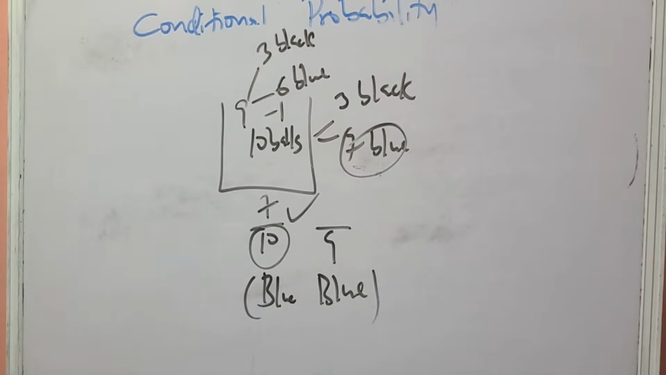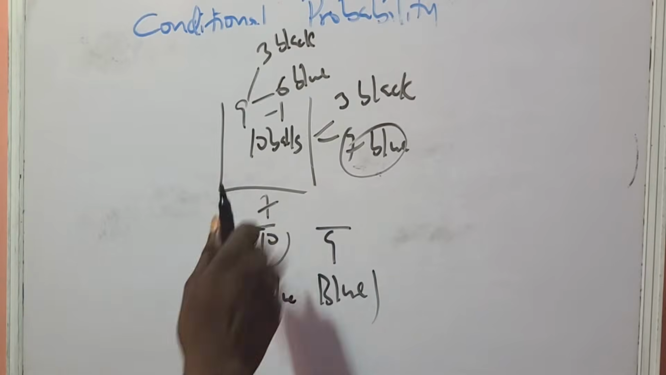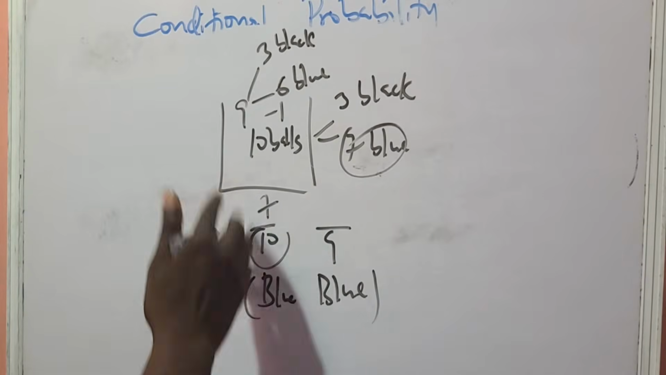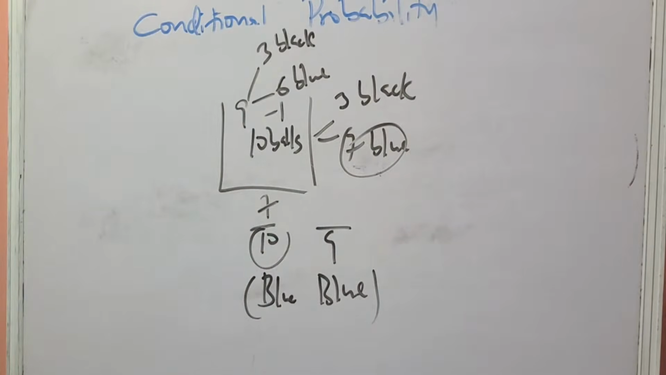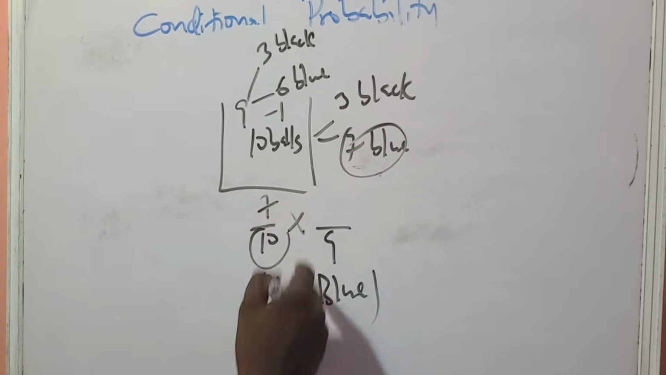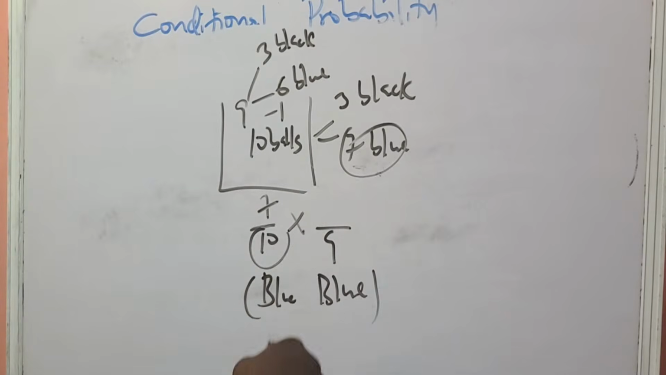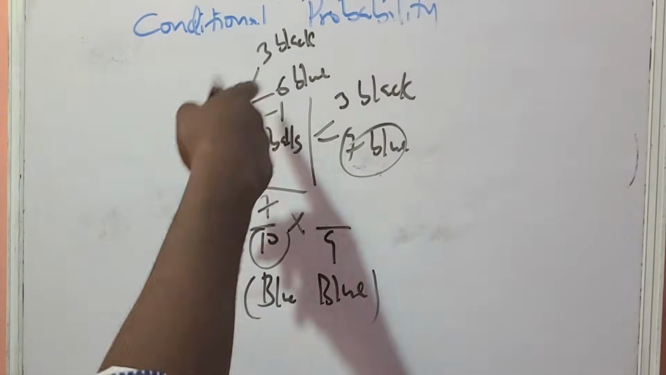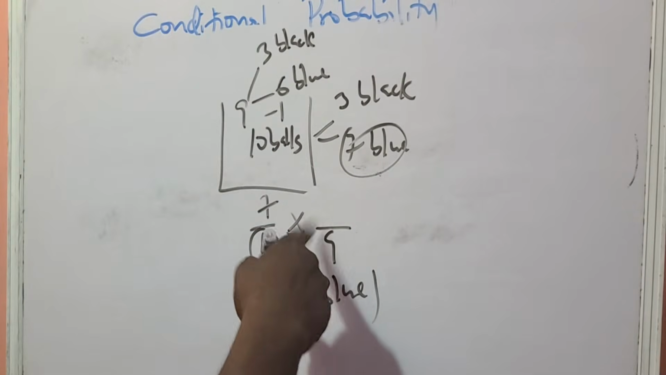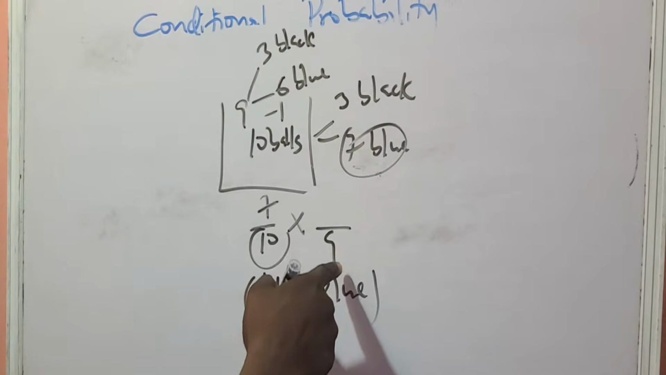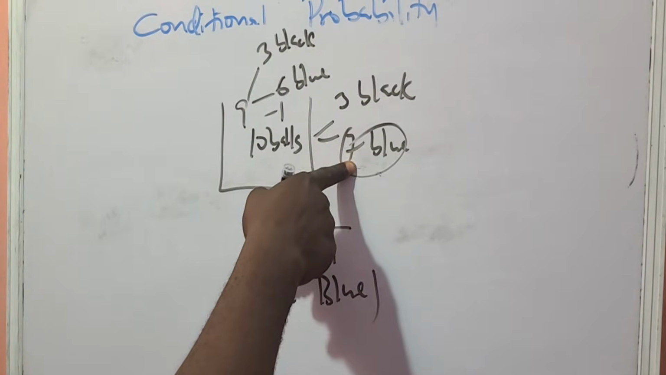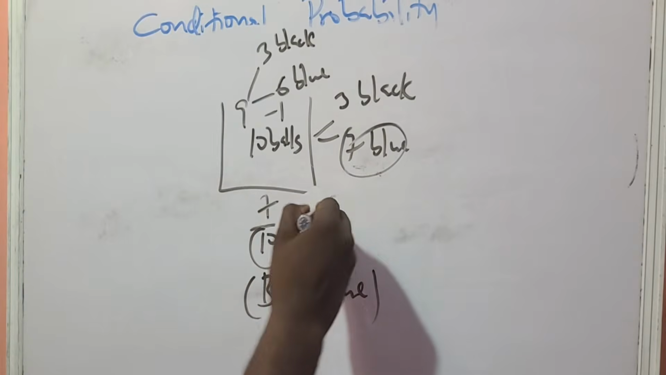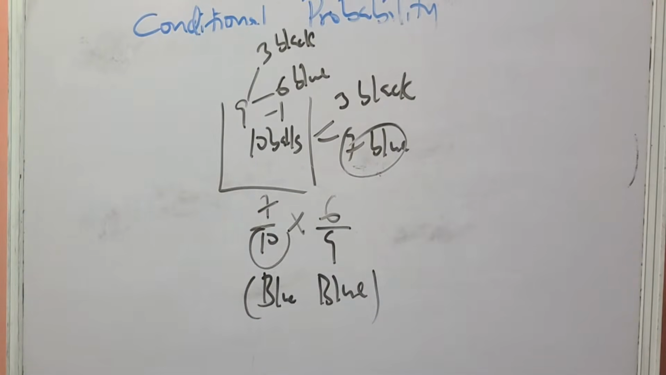Now, blue, blue will be 7 over 10 as the first blue, because in that case, you are not picking anything. 7 over 10, 7 blue over 10, the total number of possible outcomes of 10 balls. And now, for this second blue, if you were having without replacement, your total number of possible outcomes, your sample space, is no longer 10, it's now 9. And also, your event space will no longer be 7, it will now be 6. That's the way you deal with replacement and without replacement.